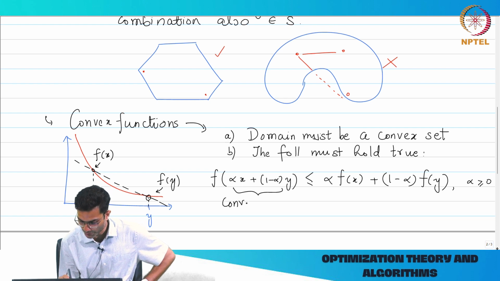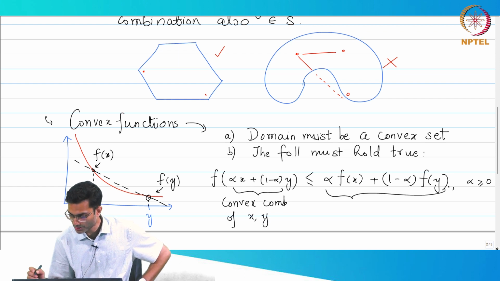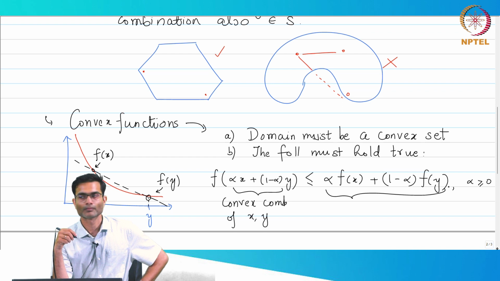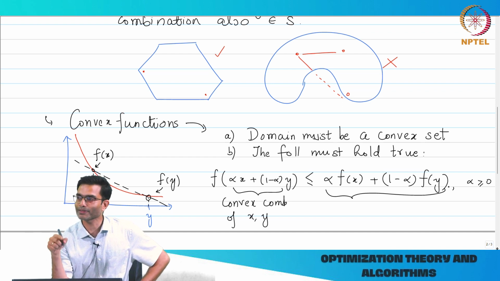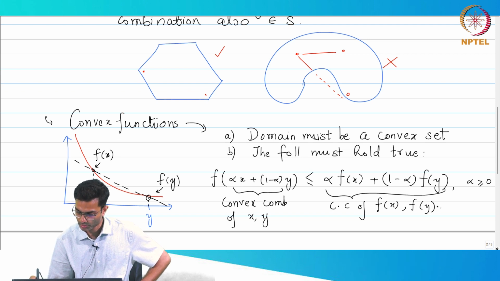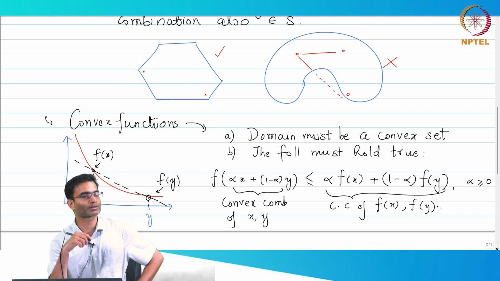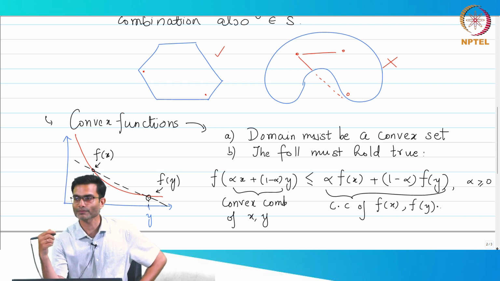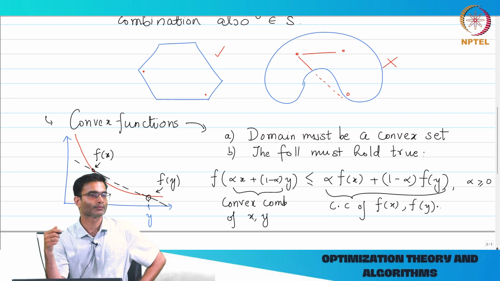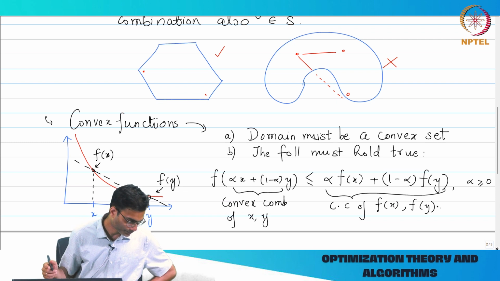So convex combination of x comma y. What is this entire expression over here? Convex combination of f x, f y. So cc of f x, f y. So in words, it simply states that the convex combination of the function values is greater than the function of the convex combination of the points. Okay.